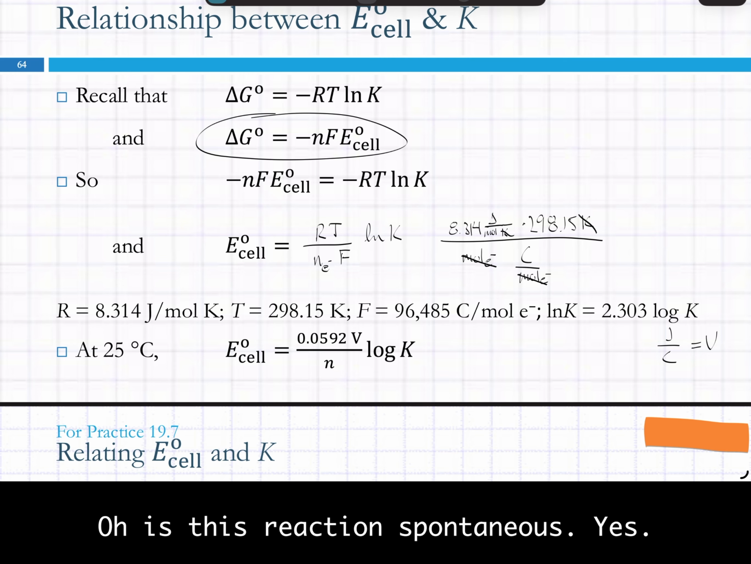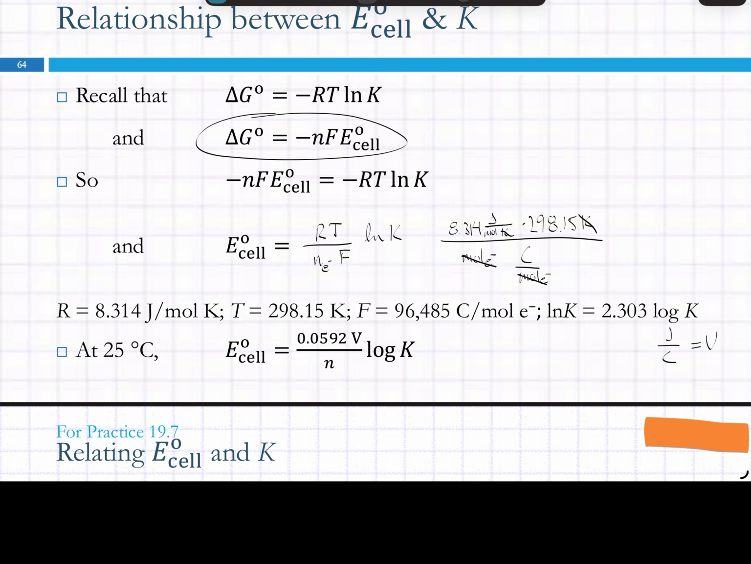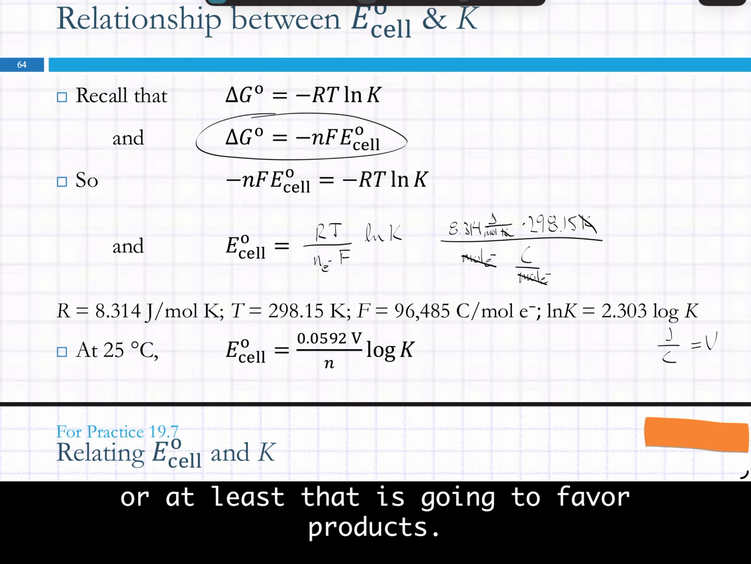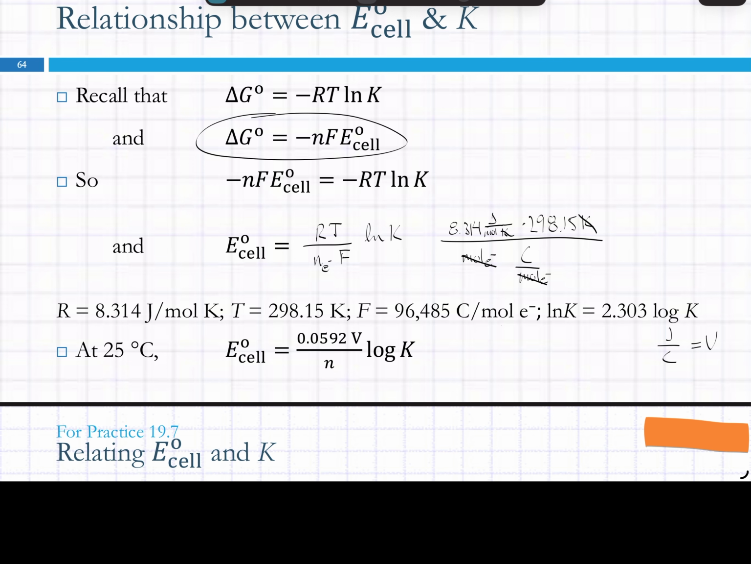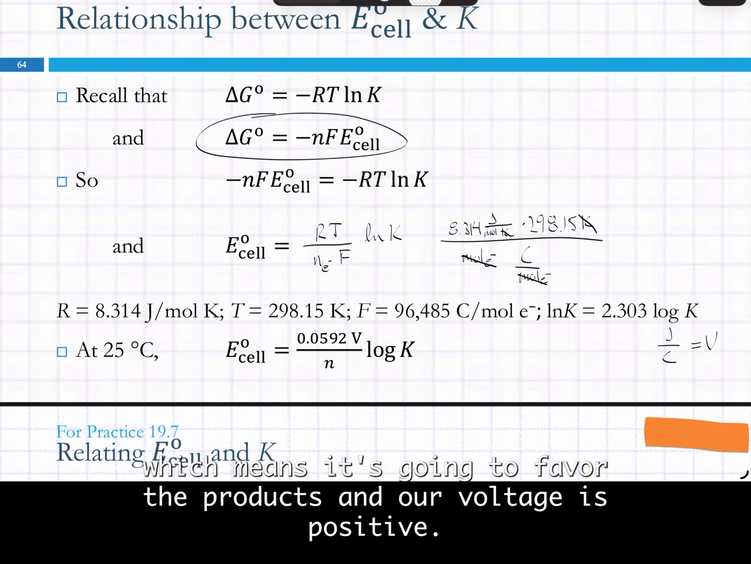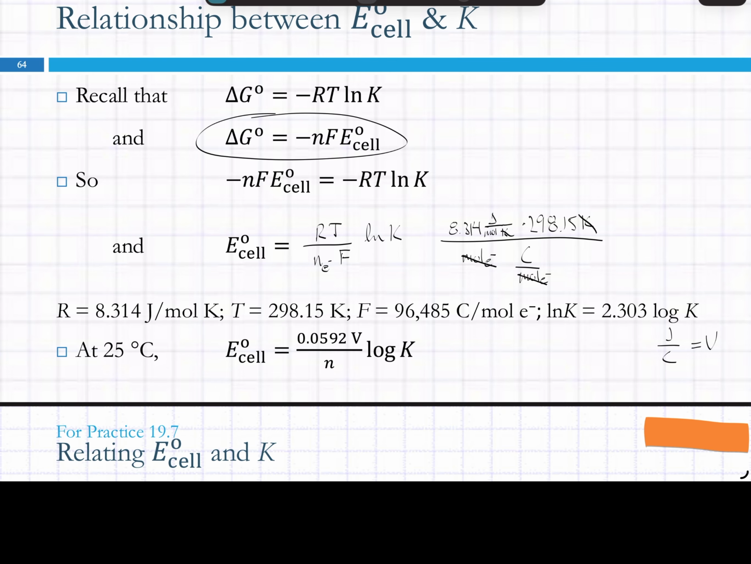Is this reaction spontaneous? Yes. There are 2 ways that we know that, or at least that it is going to favor products. Because our K is greater than 1, which means it's going to favor the products. And our voltage is positive.